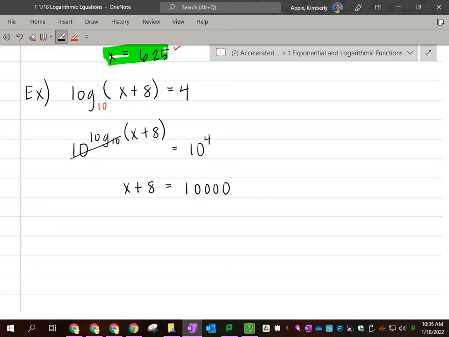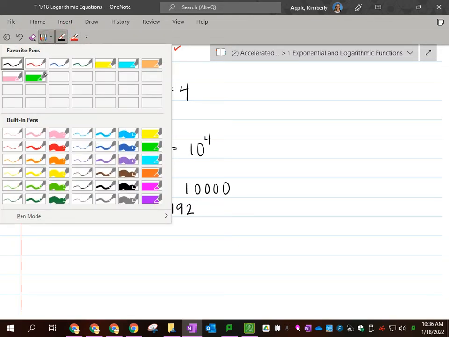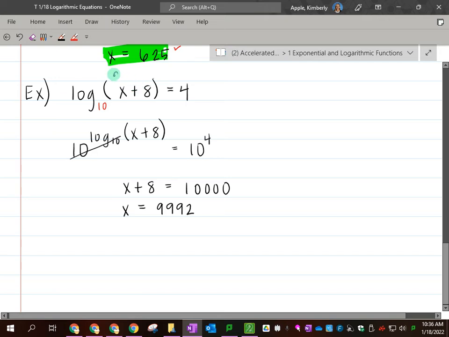At this point, it was just algebra. We'll subtract 8 from both sides to get x by itself, and you'll have 9,992. Let's go plug it back in and make sure that our potential solution works. 9,992 plus 8 is a positive number. So we feel good about saying that is a valid solution for us.